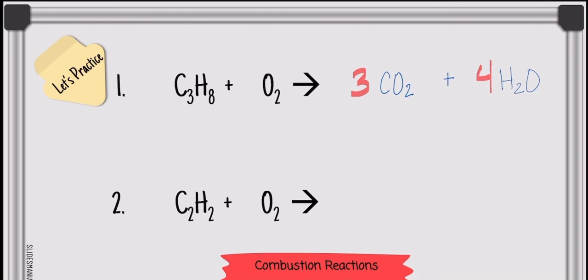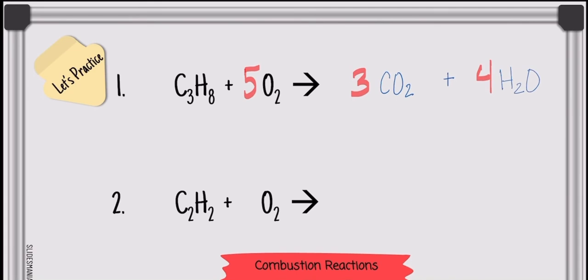Now let's count up the oxygens. On the reactant side, you can see we have 2 oxygens. And on the product side, we have 3 times 2, 6 from carbon dioxide, and 4 times 1, 4 from water, giving us a total of 10 oxygens on the product side. To balance this reaction, all we need to do is put a 5 in front of the oxygen molecule on the reactant side. The sequence of coefficients for this balanced equation are 1, 5, 3, and 4.